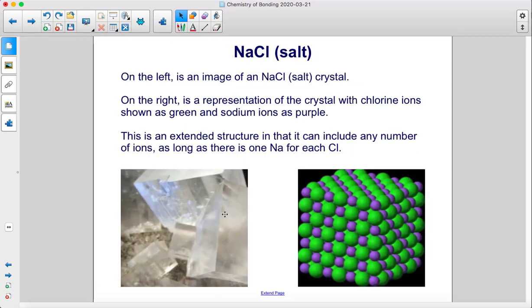On the left is an image of a sodium chloride or salt crystal. On the right is a representation of the crystal with chlorine ions shown as green and sodium ions as purple. This is an extended structure in that it can include any number of ions as long as there is one Na for each Cl, one sodium for each chlorine.